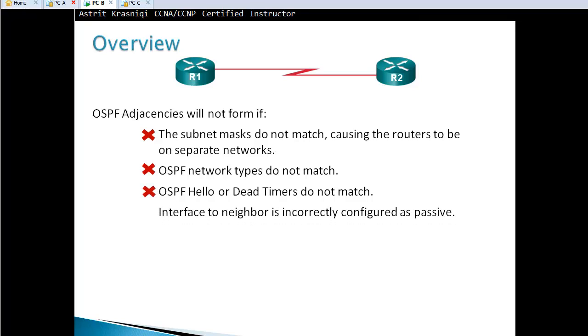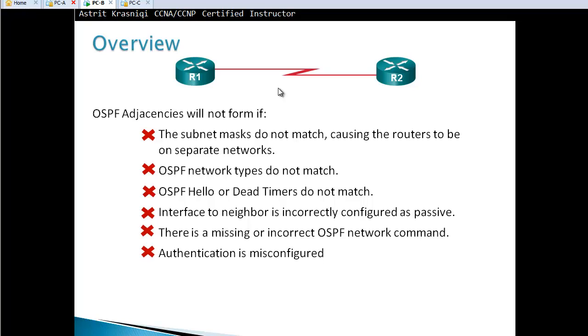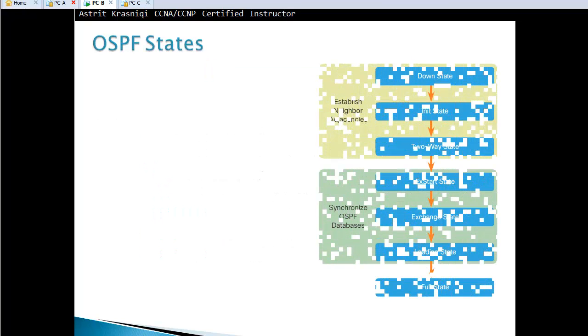An interface to a neighbor is incorrectly configured as passive. If we configure interfaces to be in passive mode with passive-interface default, and we forgot to do no passive-interface serial 0/0/0, for example, we're not going to have our neighbors. There is a missing or incorrect OSPF network command. For example, if you didn't type the network that these two routers are sharing, they're not going to form adjacency. Authentication is misconfigured. If, for example, we configure the wrong password, one side lowercase letters and the other side uppercase characters, then obviously we're still not going to have adjacency.